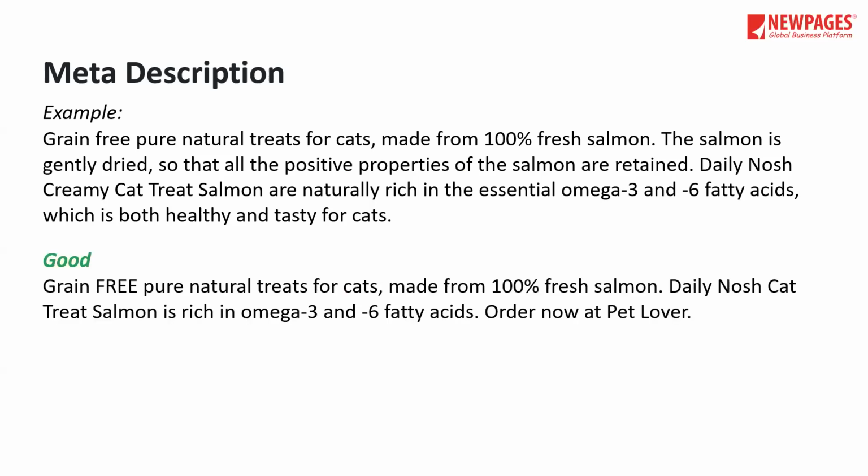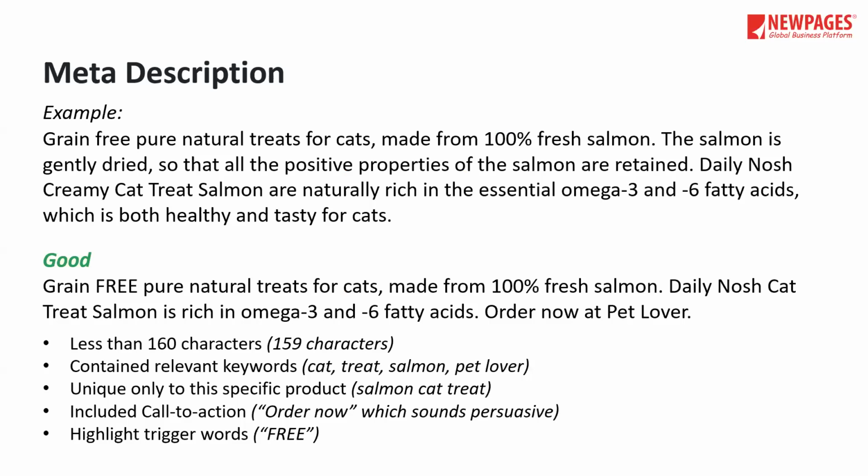So a better way to write is to cut it short to 150 to 160 characters. A good one is to summarize it with only the important keywords: grain-free, pure, natural treats for cats made from 100% fresh salmon, and so on. And then order now. The last sentence I added is order now at Pet Level. Short and simple, short and sweet. Why is it good? Because it's less than 160 characters. In fact, if I calculate, it's 159 characters.